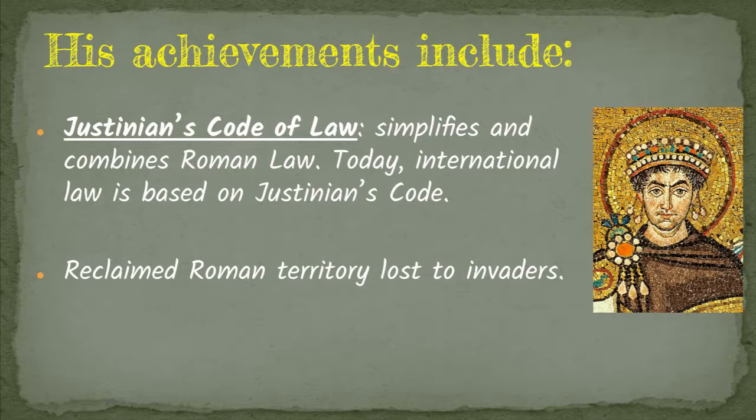And basically what he did was he organized all the laws of the empire. He took a lot of the Roman ideas in law, and then he had his advisors simplify it, write them all down, and put them into a code book. And actually, even today, international law is still based off of Justinian's code and some of the laws that he created.